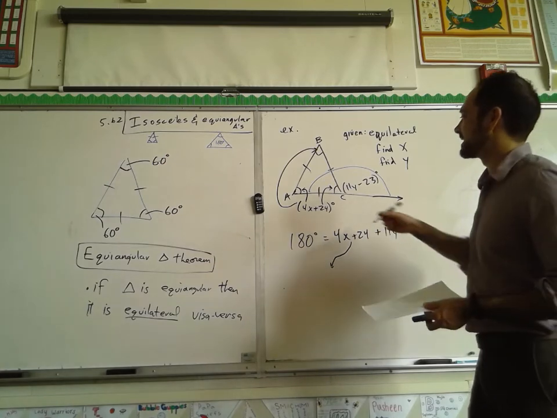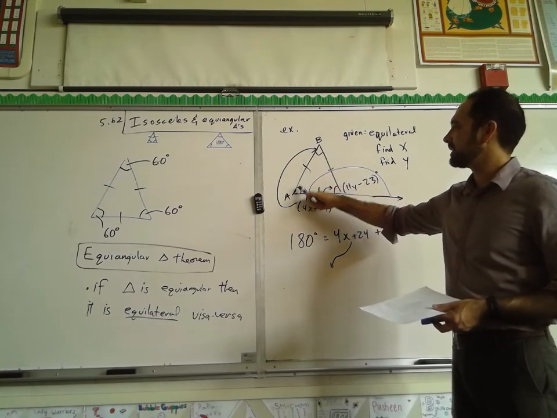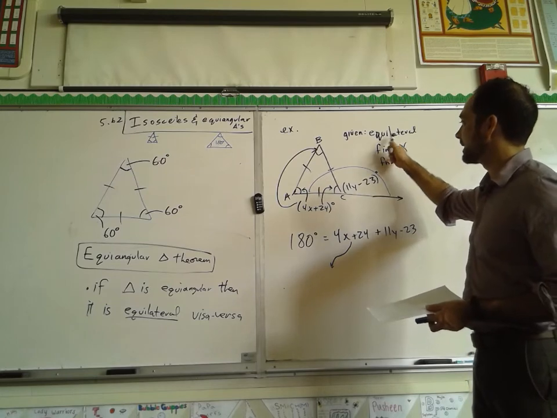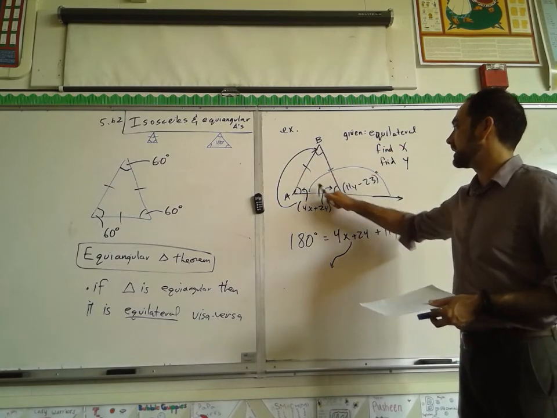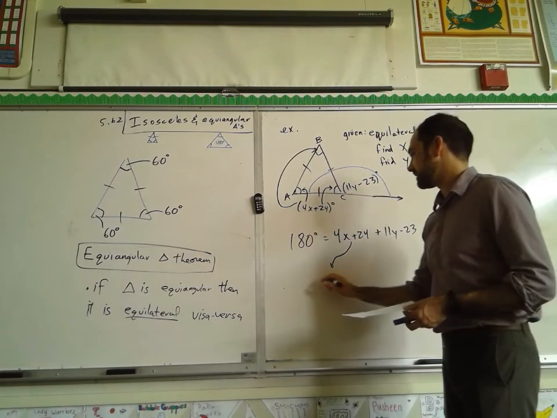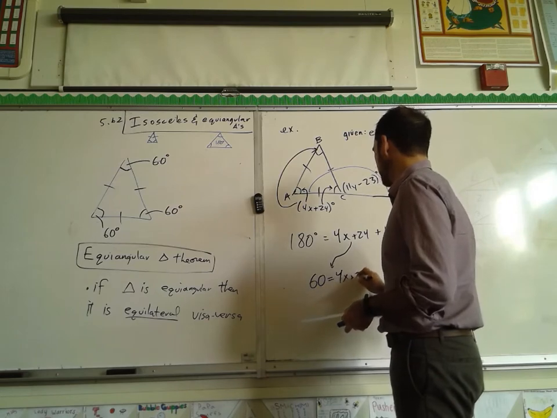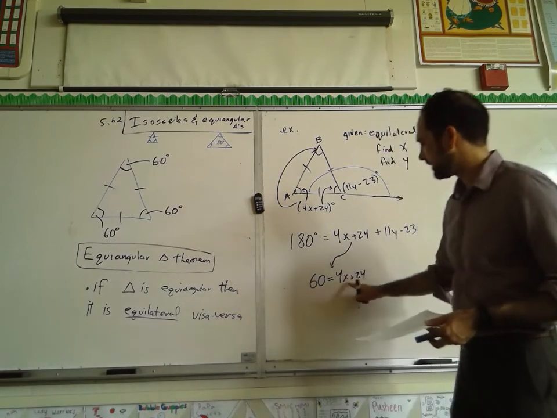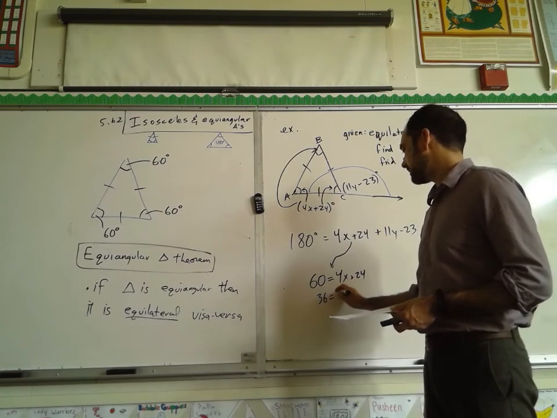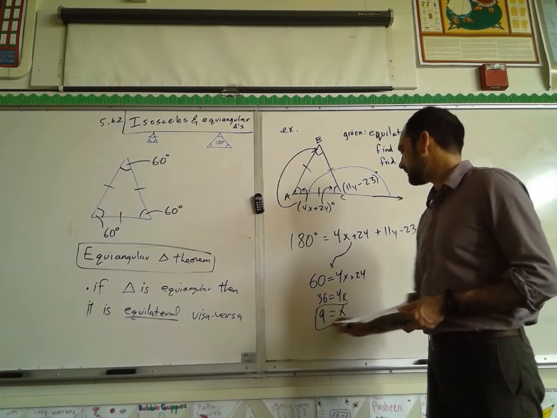All right, so we know each angle is 4x plus 24, and it's equiangular. So we know that equilaterals are also equiangular. So each of these, if they add up to 180 and they're all the same, they must each be 60. So I'm going to say 60 is equal to 4x plus 24. This is going to help me find my x value. Subtract the 24 over, we get 36 is equal to 4x. So we get x is 9. All right, found our x.